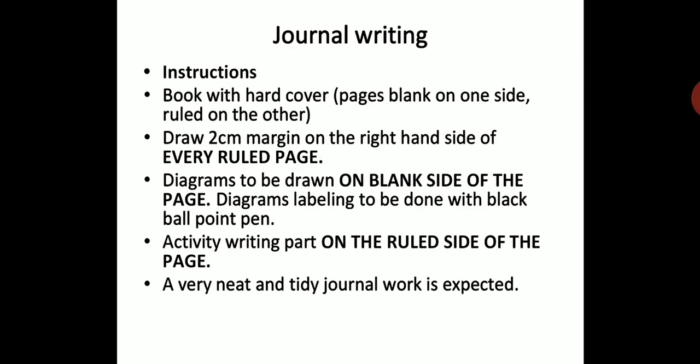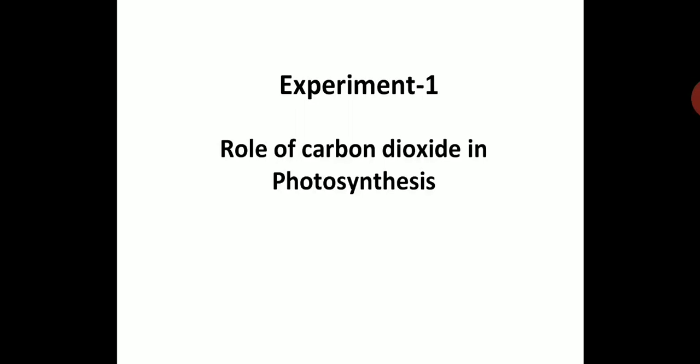So today we are going to do experiment 1, that is, role of carbon dioxide in photosynthesis. Since we have learned that photosynthesis is the process by which green plants prepare their own food, and we have learned the different factors required for the photosynthesis process, the role of carbon dioxide in photosynthesis is extremely important. It plays a major role. That's why we have to do this experiment.